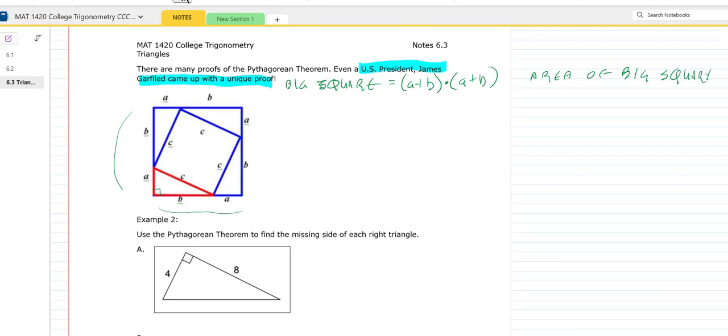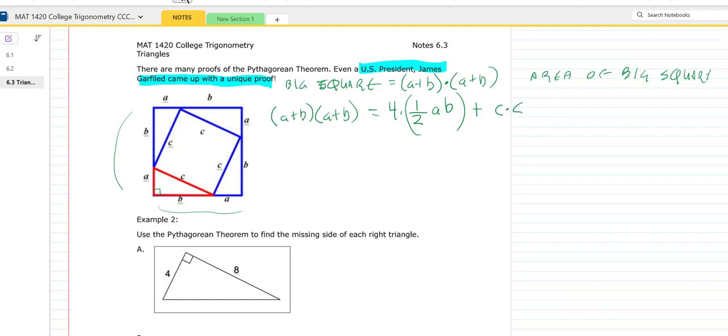Okay, but we can also put this together like this. We can put all of these 4 triangles together. So what we can do is, the area of that big square should be equal to the area of these 4 triangles. The way you find the area of a triangle is 1/2 base times height. So for this triangle here, the base is A, the height is B, and there are 4 of those. So we have that. And then we're going to add on the area of this square, which is c times c, which is c squared.